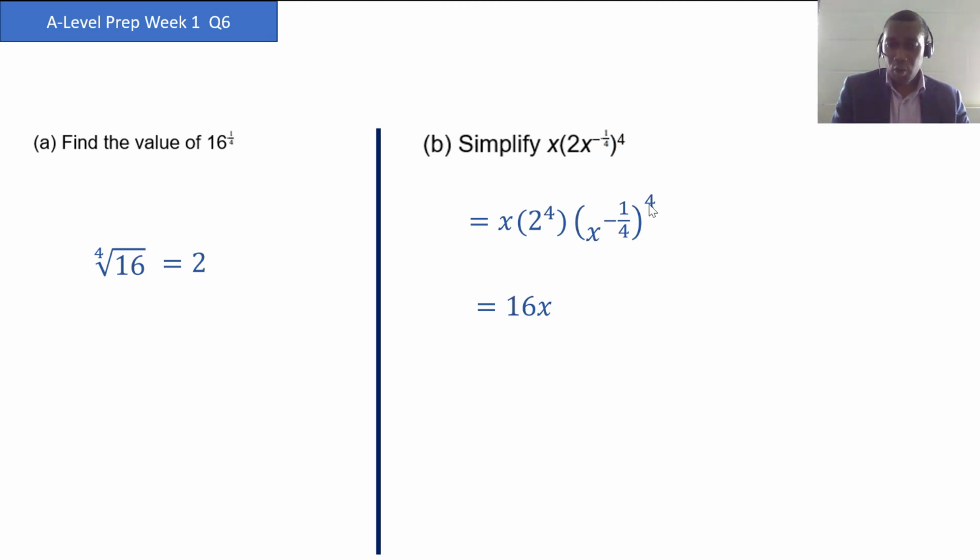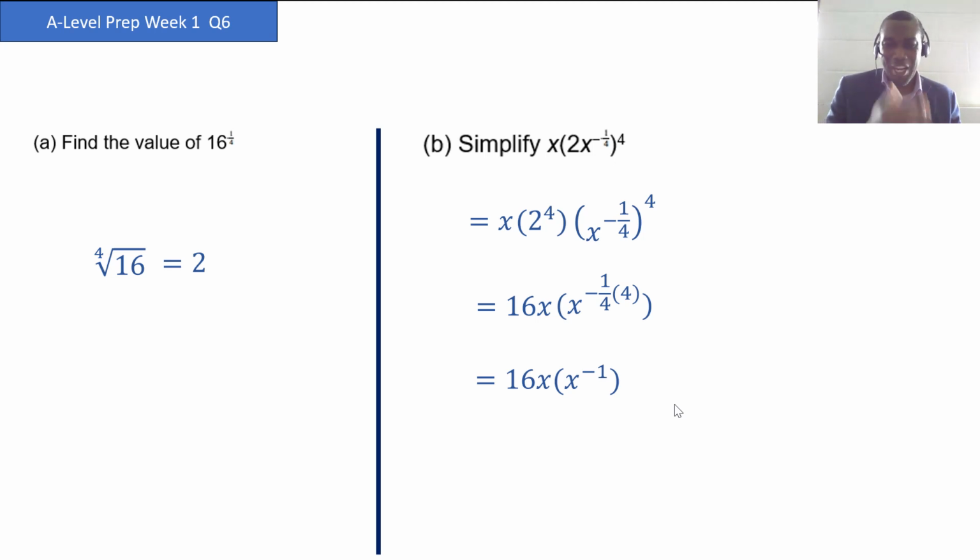And now we need to focus on the x to the power negative a quarter, to the power 4. With the brackets, we've got to multiply the powers. What we have is negative a quarter times 4, and a quarter times 4 is 1, so negative a quarter times 4 is negative 1. That's right, what we have is 16x being multiplied by x to the power minus 1. And you see where this is going?